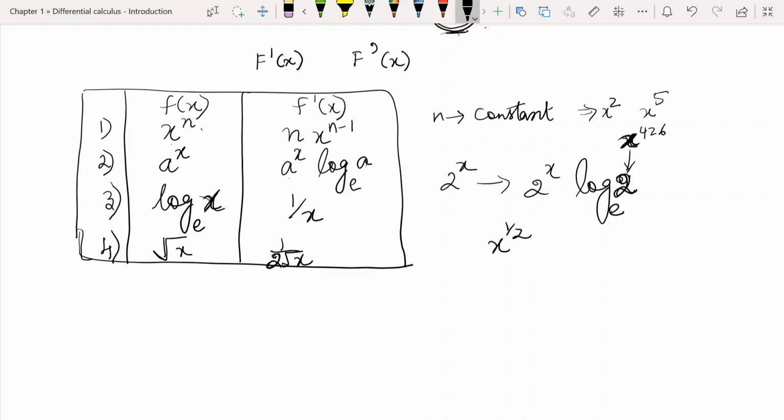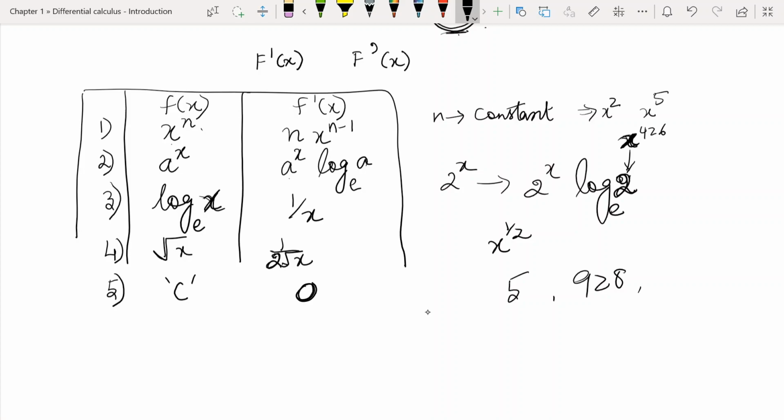Next, the fifth one: differentiation of a constant. It could be any constant, like the number 5, like the number 928, or anything for that matter. When we differentiate any constant, we get the value 0. Okay, there is no x in this. So this is the table that is very, very important for us to know.